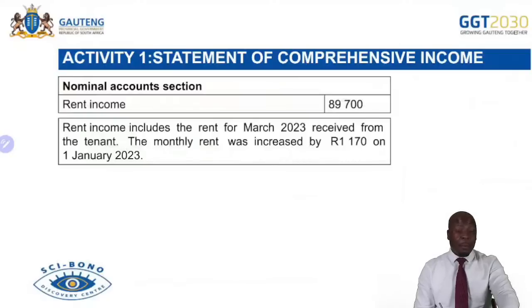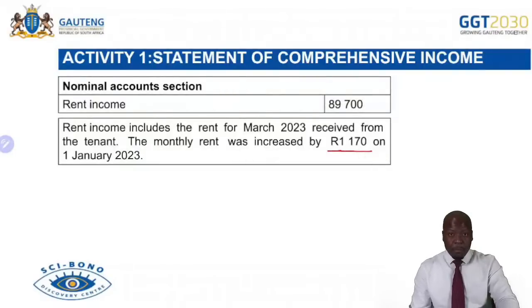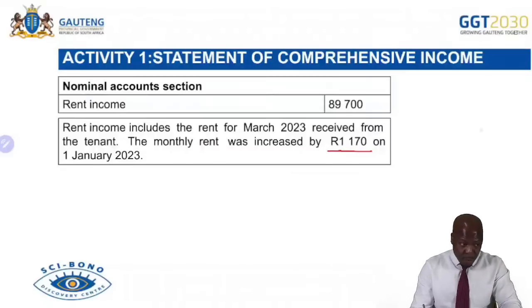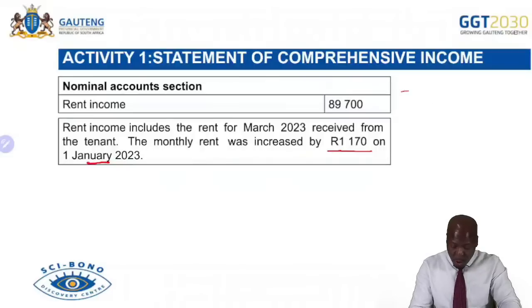Are we supposed to receive for March? No, we must receive until February. The monthly rent was increased by 1,170 on the 1st of January. The easiest way is to take out the increase. Okay, let's do that. So we now say from the month of January when it was increased, it's January 1 until March.